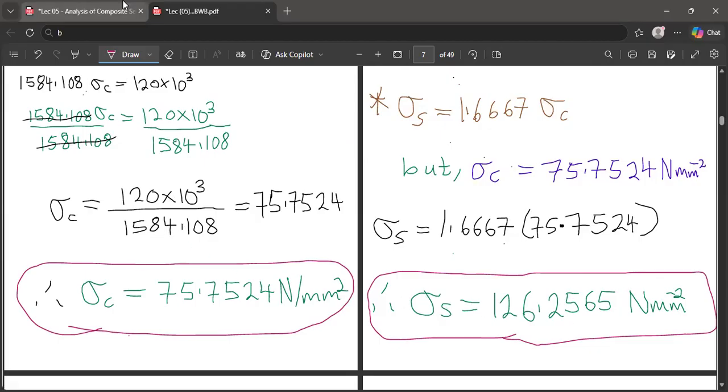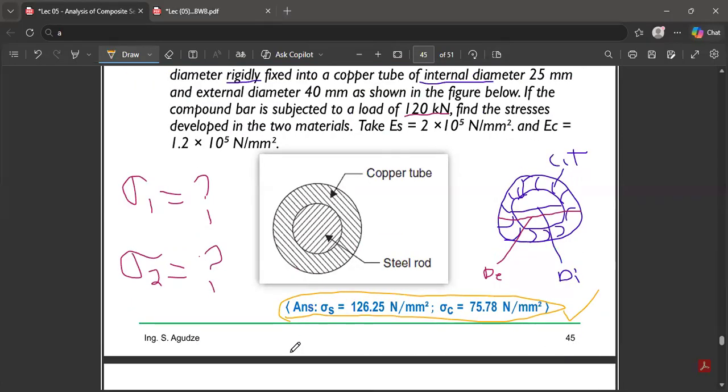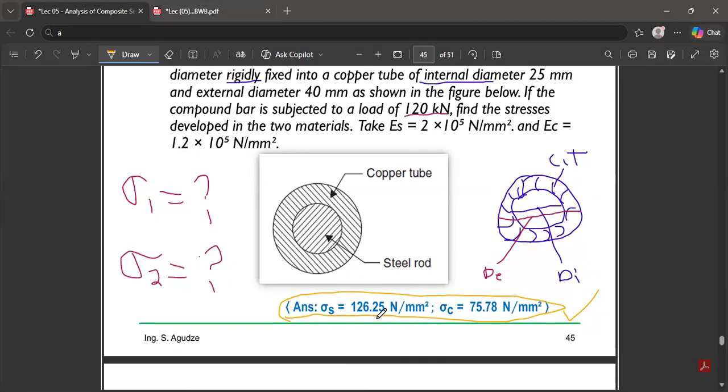So I want us to compare it to the standard. If we are right, we are good to go. The answers we were supposed to get initially: for the stress in the steel rod, we are supposed to get 126.25 Newton per millimeter squared, and that is what we are getting here. This answer was shortened to 2 decimal places, but we continued to write 4 decimal places, and that is wonderful.